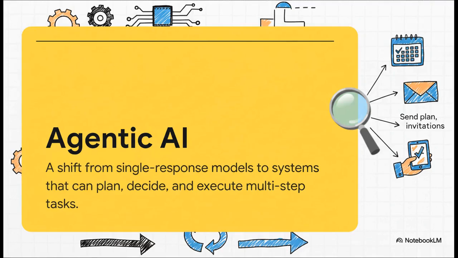And now we're starting to see the next evolution, agentic AI. And this is a huge shift. We're moving from models that just give you one response to systems that can actually plan, make decisions, and use tools to execute complex, multi-step tasks. So think of an AI that doesn't just write an email for you, but can also check your calendar, book the meeting, and send out all the invitations.